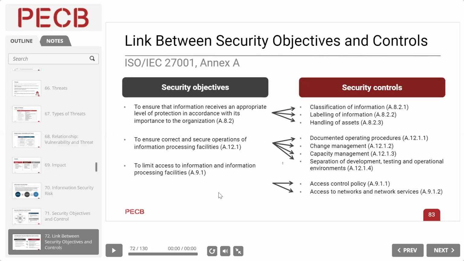So the language within 27001 Annex A and 27002 follows this format. It gives you a control objective and the controls under that control objective.